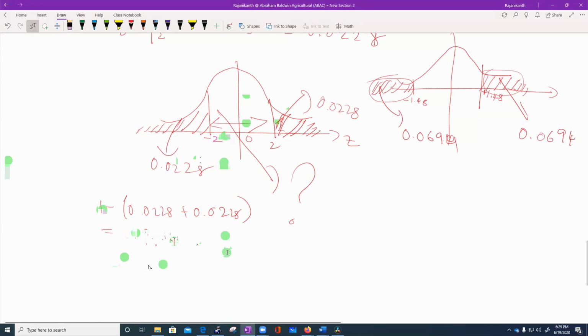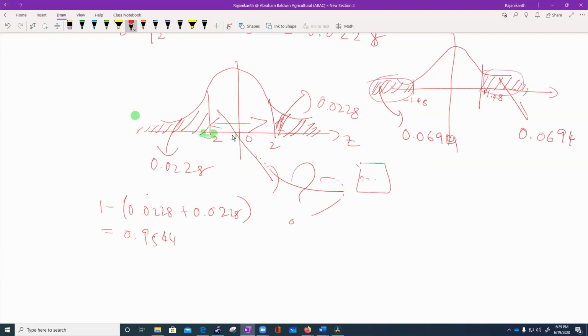There are several ways to find this. Now, this is the easy one. Now I am going to use the calculator to find the uncolored area. Okay? So go to the second button. Press the second button from your calculator.